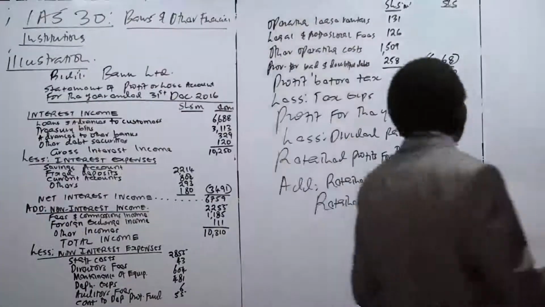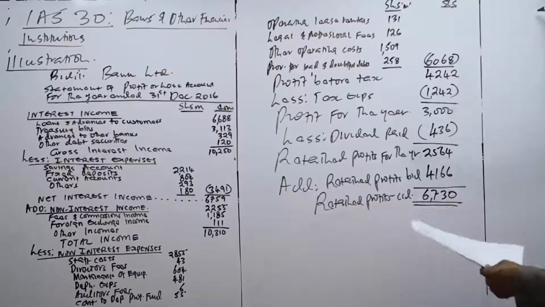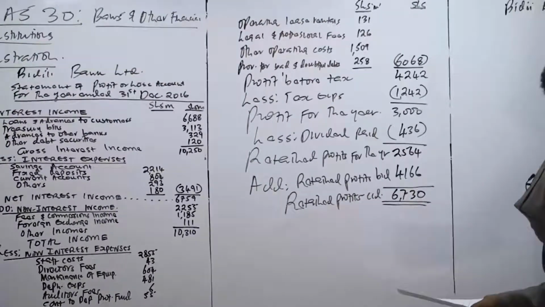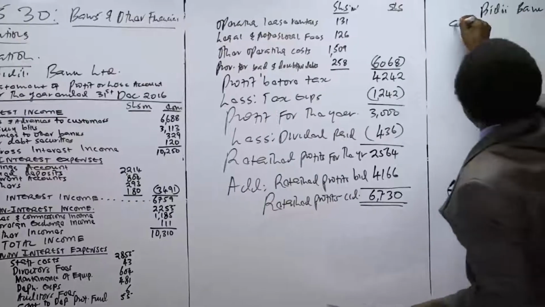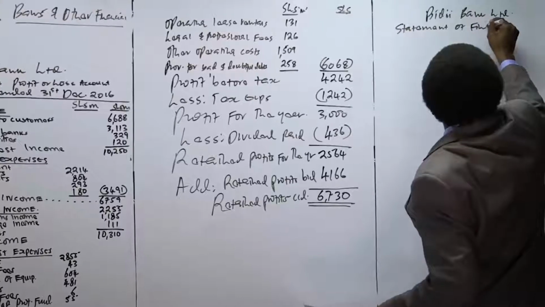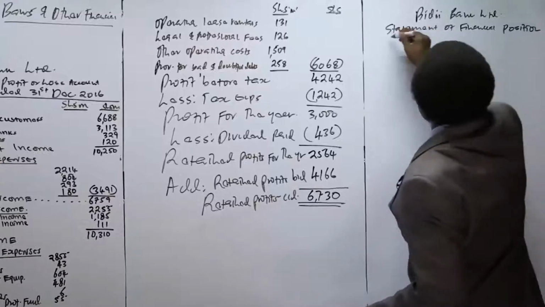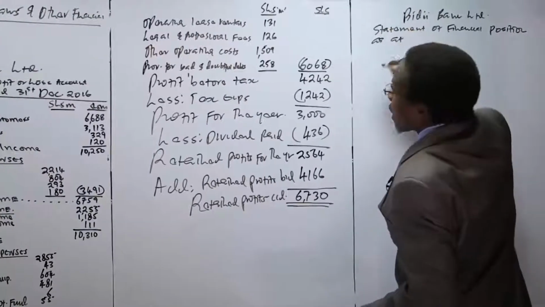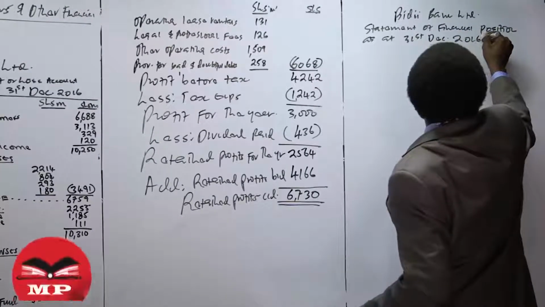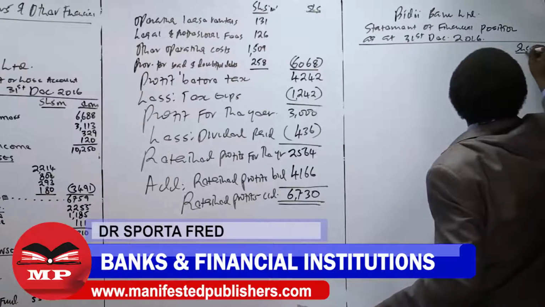Now our next agenda, friends, after we have done that, we need to prepare the statement of financial position. This is BD Bank Limited. We prepare a statement of financial position as at 31st December 2016. As of 31st December 2016, we have these in millions.